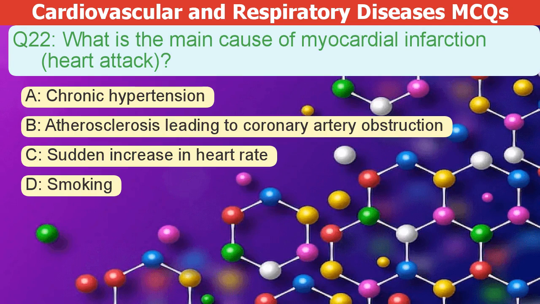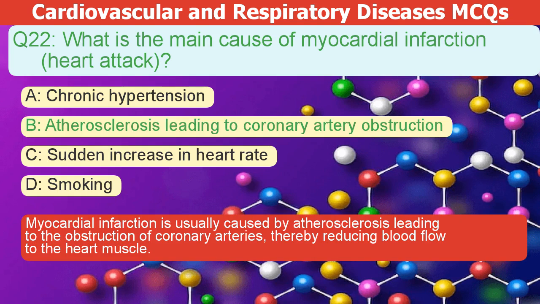What is the main cause of a heart attack? A. Chronic high blood pressure. B. Atherosclerosis, blocking the coronary arteries. C. A sudden jump in heart rate. D. Smoking. The correct answer is B. Myocardial infarction is usually caused by atherosclerosis, leading to the obstruction of coronary arteries, thereby reducing blood flow to the heart muscle.